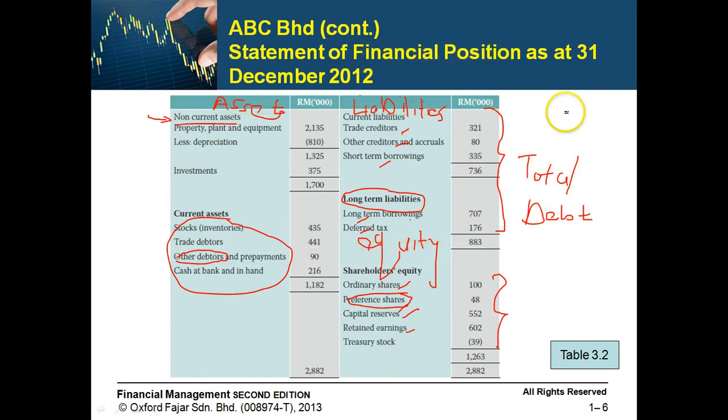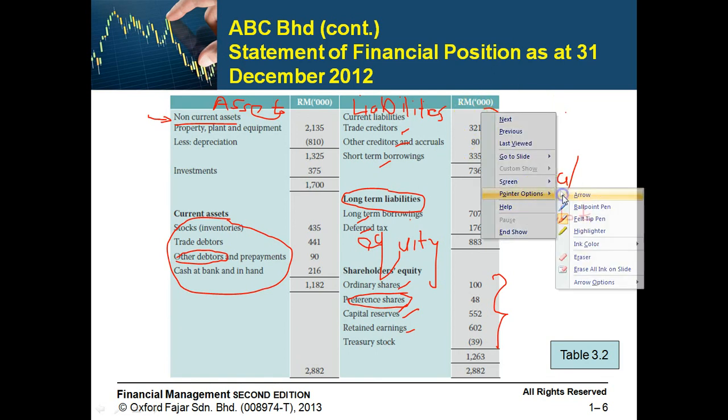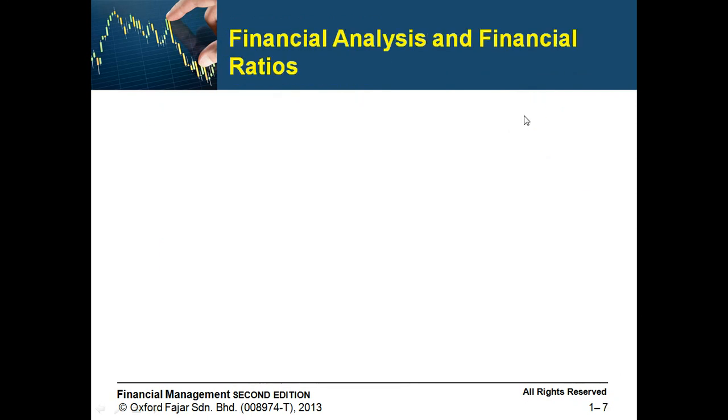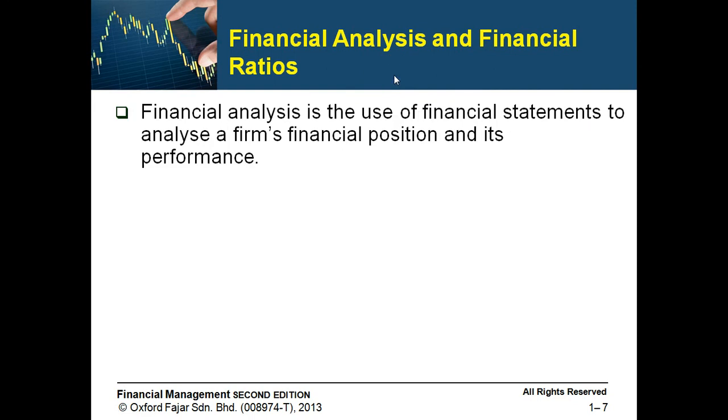All right, class. From this information, financial positions and comprehensive income, then you can extract. We need to analyze the whole income statement and balance sheet, because every number gives a significant meaning. I explained to you in my first lecture, financial analysis is the use of financial statements. This is a keyword: use of financial statements to analyze the financial positions and its performance.